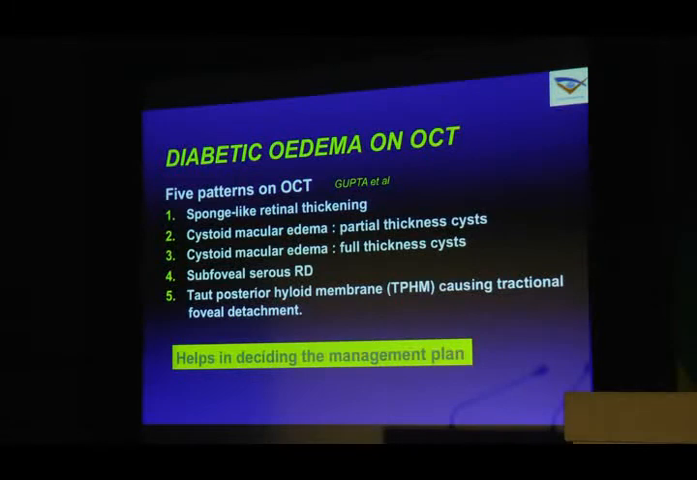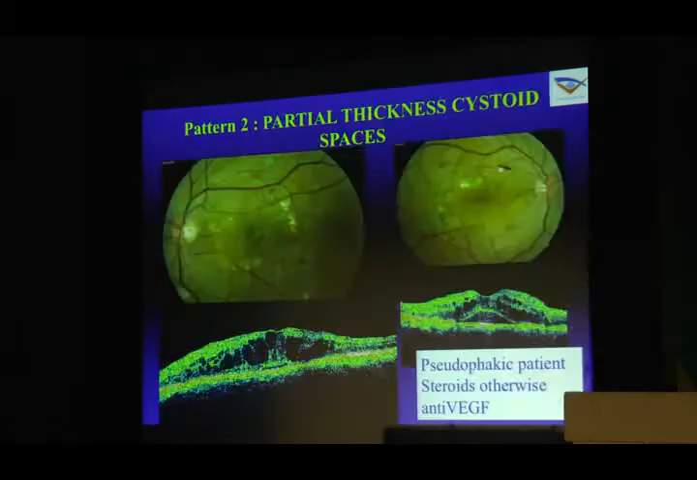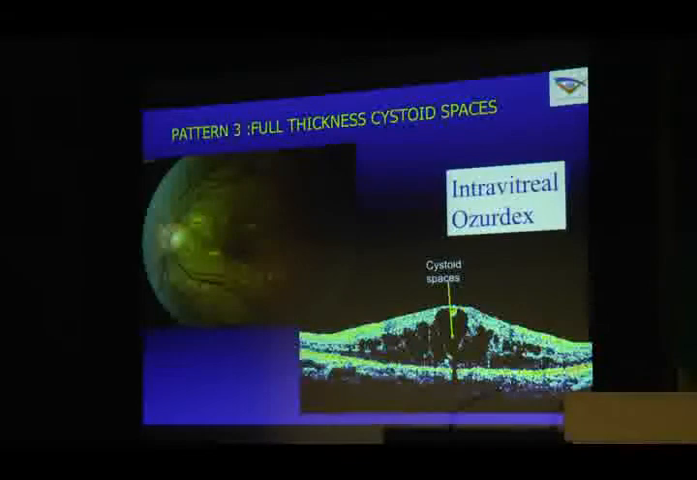And I'll just dwell upon the inner retina and outer retina. There are 5 patterns of OCT described, and each pattern has a significance because the treatment can be based upon the pattern which we have. You have a spongy edema, which is preferably treated with anti-VEGFs combined with laser photocoagulation. Then you have cystoid spaces, which if the patient is pseudophakic, we prefer to use steroids, and Dr. Vishali and Professor Atul will be covering this. Then you have full thickness cystoid spaces, which might need an intervention with intravitreal Ozurdex.